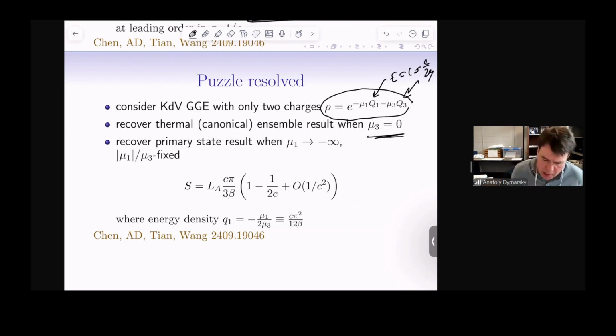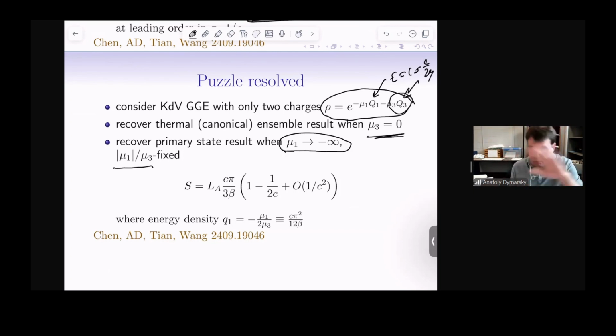And to interpolate to the primary state, you need to consider a slightly non-trivial limit. You need to take mu1 to be minus infinity. If mu1 is minus infinity, you might worry that your exponent will not be bounded from below, but everything will be fine because Q3 will always grow faster than Q1. And if you keep mu1 and mu3, their ratio, fixed, then in this limit you will recover the primary state as a singular limit of a generalized Gibbs ensemble.